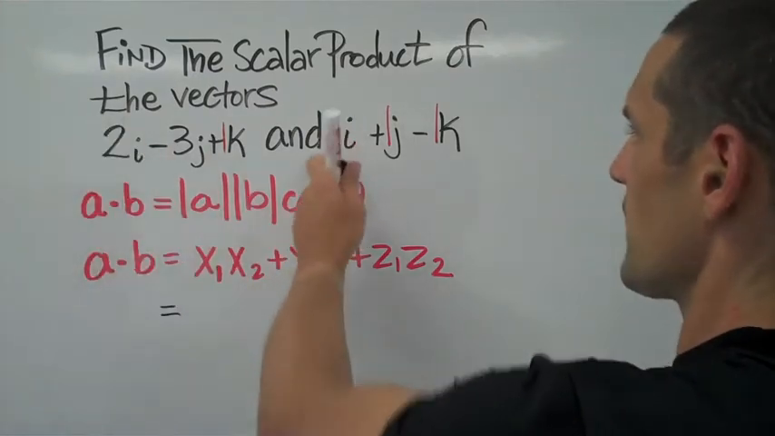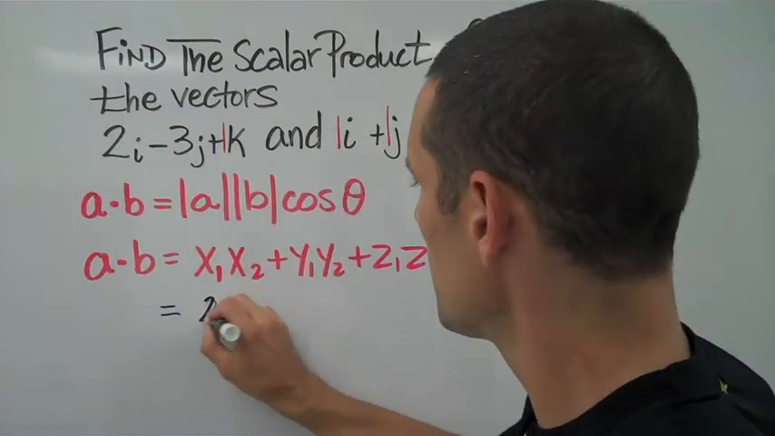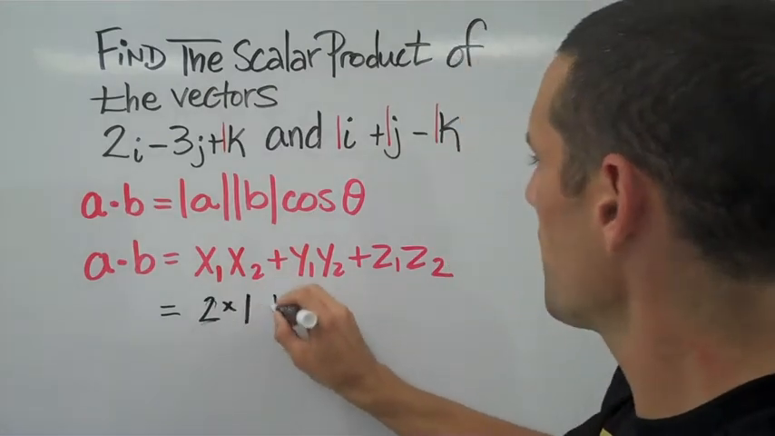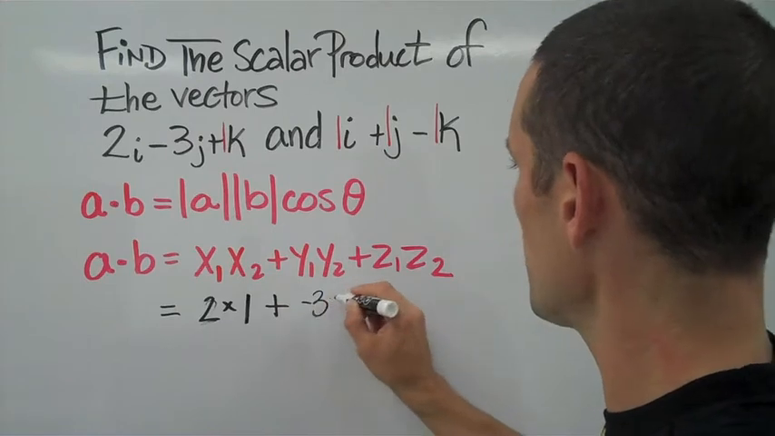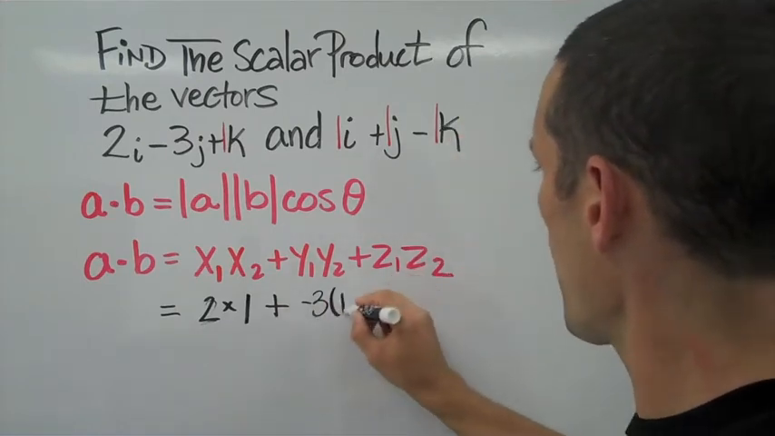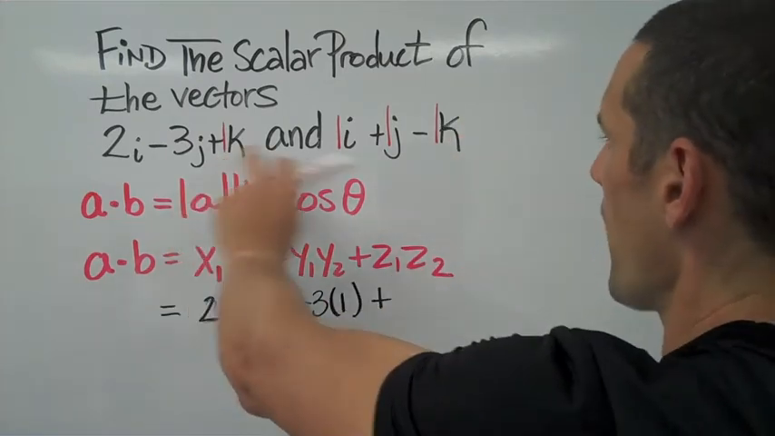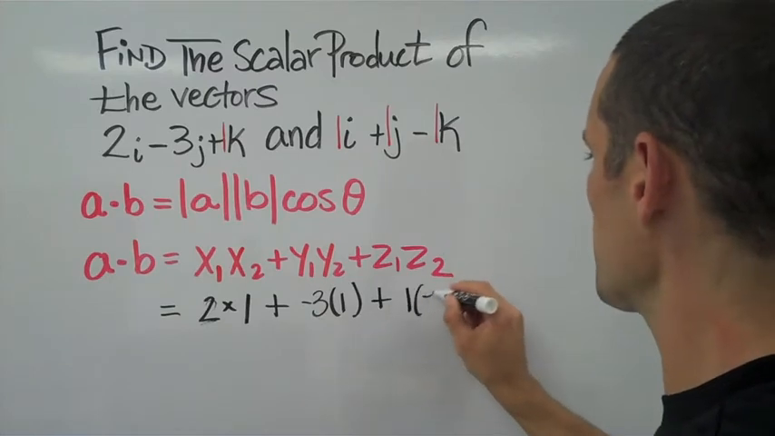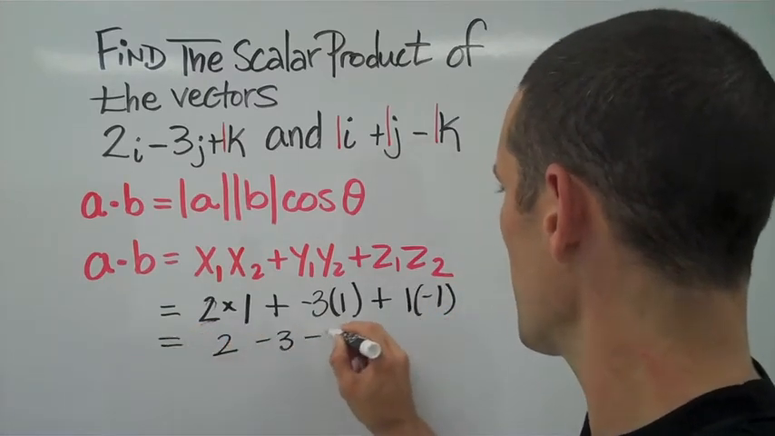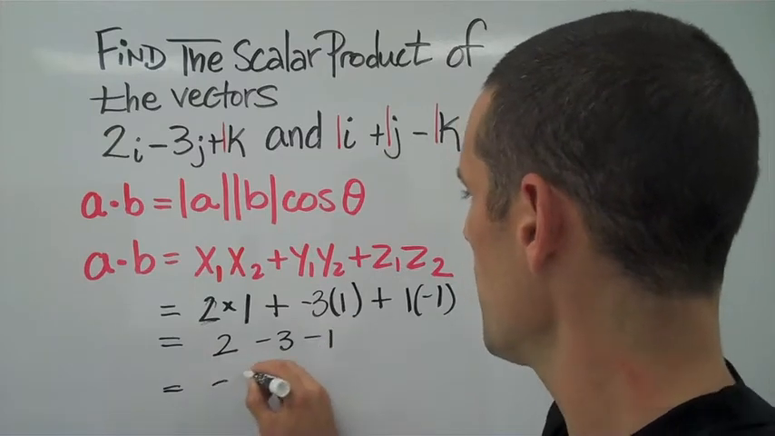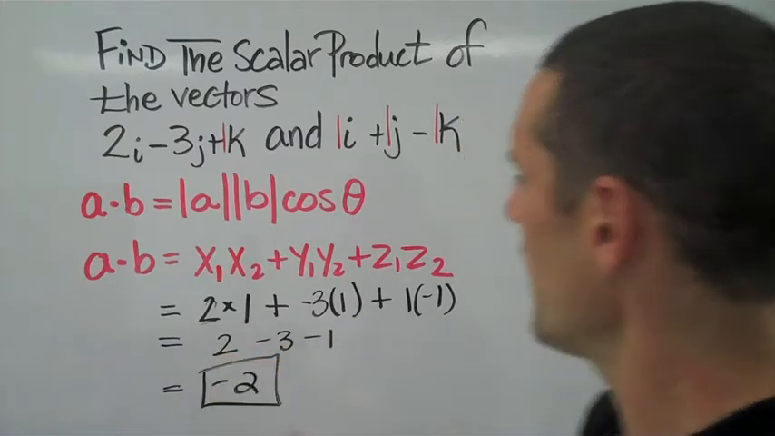It's x1 times x2. 2 times 1 plus y1 times y2, negative 3 times 1 plus z1 times z2, 1 times negative 1, which gives me 2 minus 3 minus 1, which is equal to negative 2. And there is my answer.